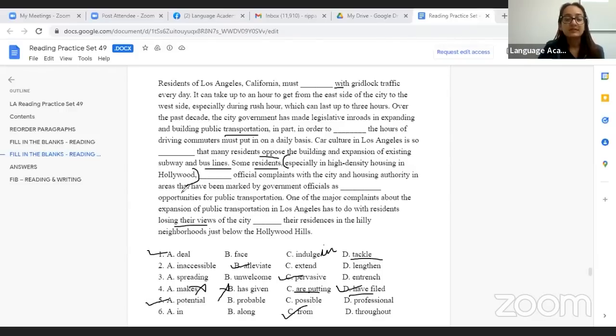The fourth one is residents have filed, because they are not right now filing. So we can say they have filed complaints. And the areas were marked as opportunities. What kind of opportunities? Potential means in future we can convert these areas into bus stations or whatever for public transportation. So they were potential opportunities to be converted. And the last one, they lose the view of the city from the residences. So always have view from the balcony, view from the terrace, so view from their houses. Right, so these are the answers.